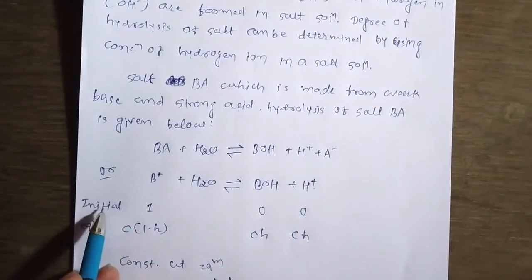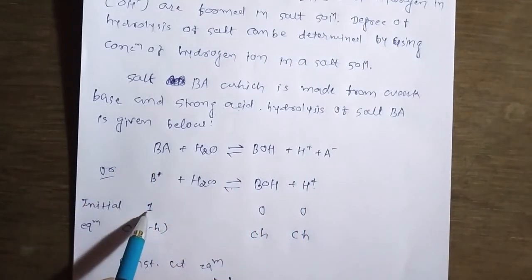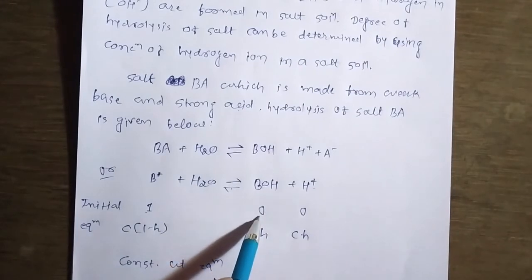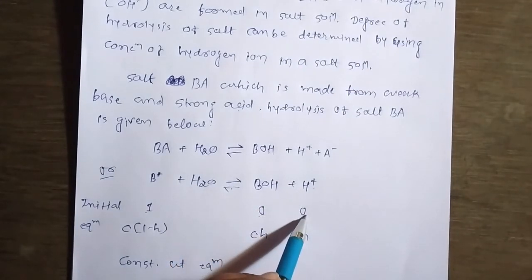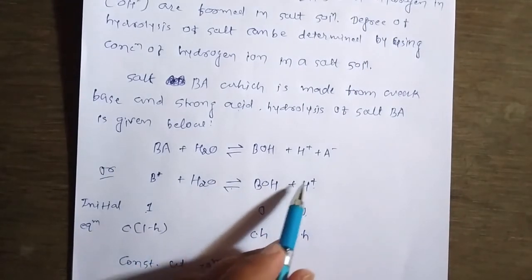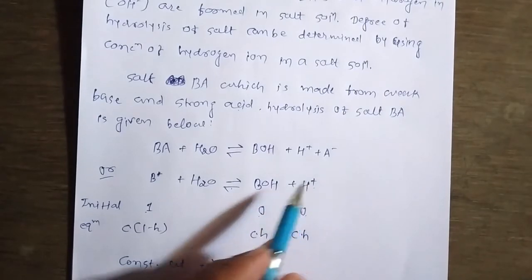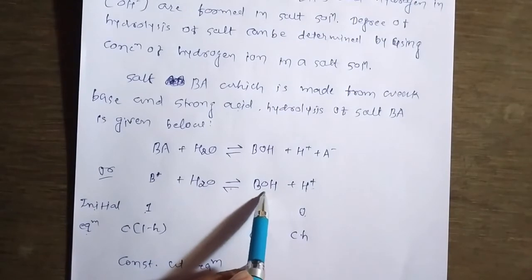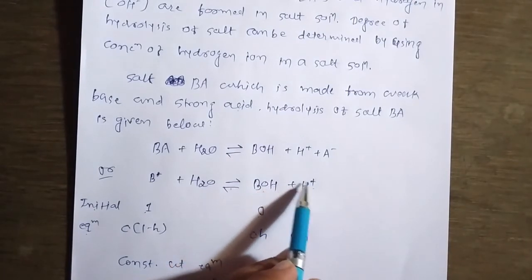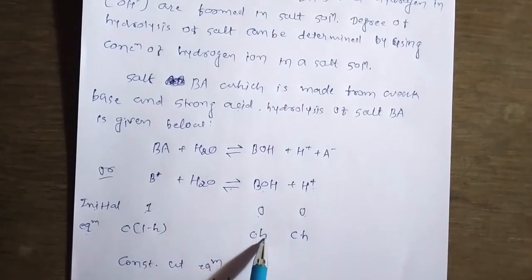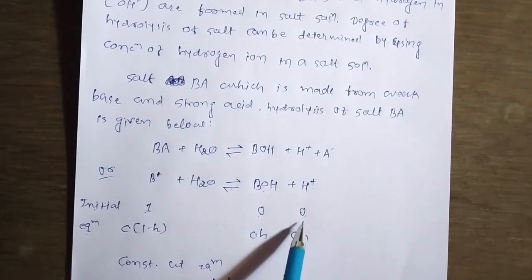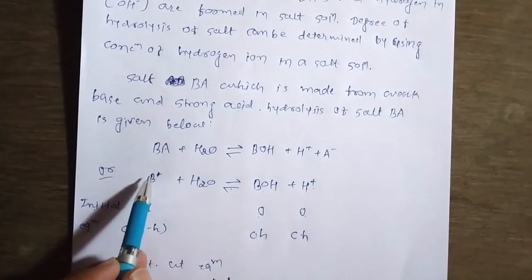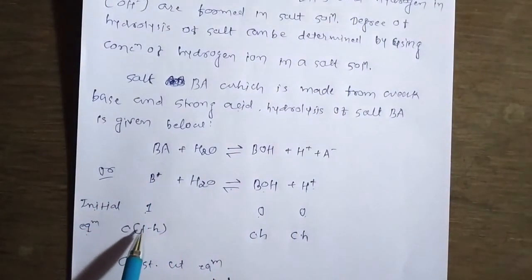In the initial case, the concentration of the salt is C, and the concentration of the products is 0. So BOH is equal to 0 and H⁺ is also 0 in the initial state. Now at equilibrium, the concentration of products BOH and H⁺ is C into h, and it is also C into h. Then the concentration of reactant is C into (1 minus h).